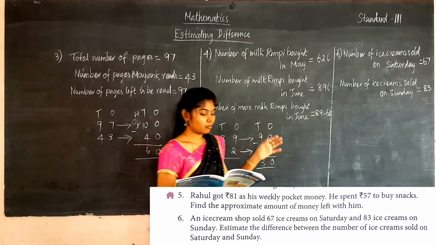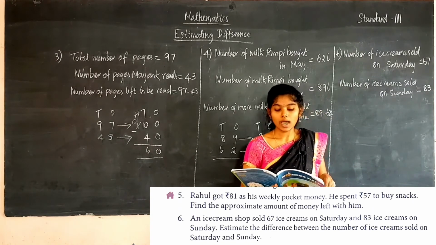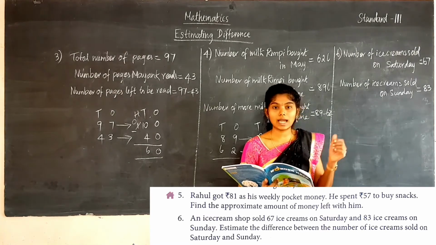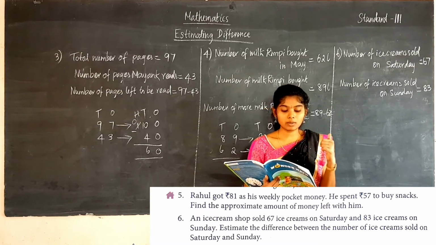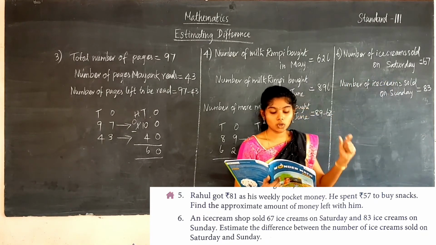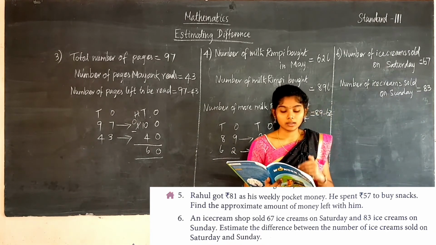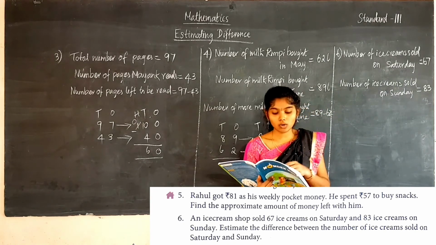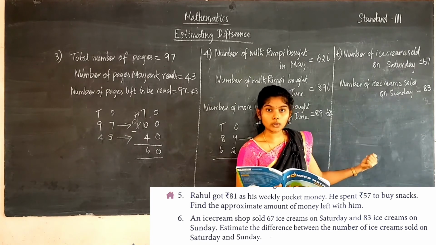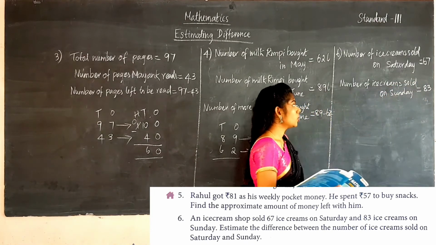So the next sum, the sixth sum, we are going to see. An ice cream shop sold 67 ice creams on Saturday and 83 ice creams on Sunday. Estimate the difference between the number of ice creams sold on Saturday and Sunday. So it is given as 67 ice creams sold on Saturday and 83 on Sunday. Now we are going to estimate the difference between the number they sold on Saturday and Sunday. So we are going to find the difference between 67 and 83. How will you find the difference?